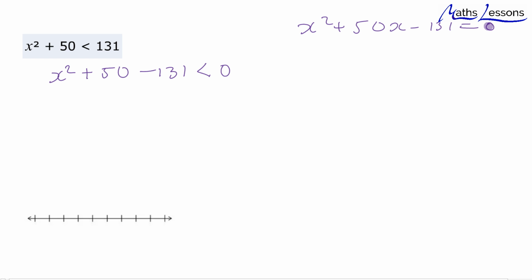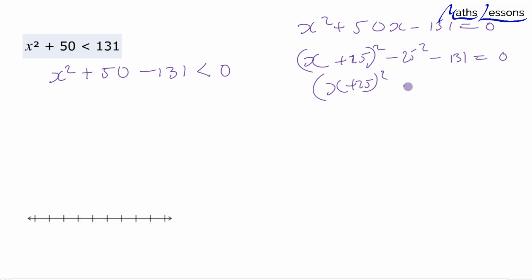I'm just trying to think. I can't see straight off the top of my head how that factorises. So when you can't do that, then you can complete the square. So I'm going to get x plus 25, squared, minus 25 squared, minus 1, equals 0. So x plus 25 squared, minus 625.